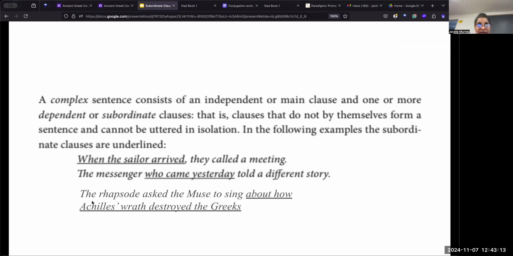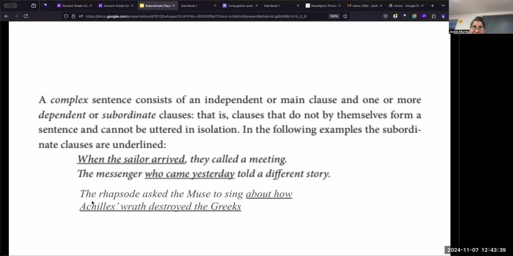So Achilles' wrath destroyed the Greeks. The rhapsode asked the muse to sing about how that happened. Okay, so these are subordinate clauses, and we can also think about conditions, right? If the sailor arrives, they will have a meeting. So the if clause is the subordinate clause, and the main clause is what they're going to do.